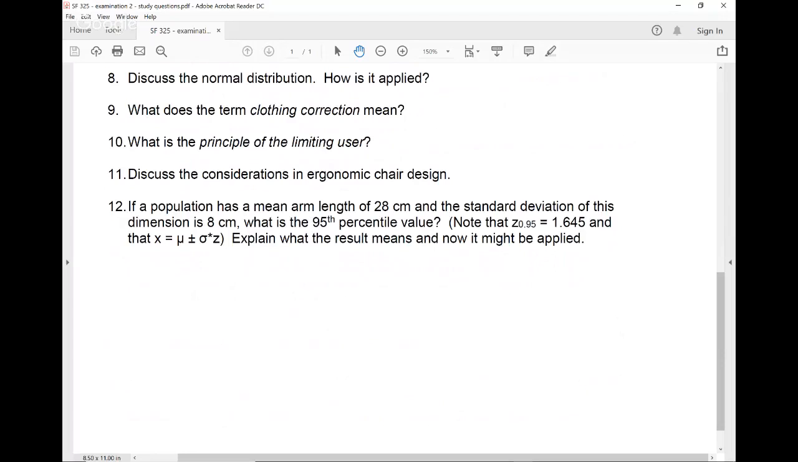Okay, so yeah, you're on the right track. A normal distribution looks like a bell. That's why it's called a bell curve. It's sometimes referred to that.